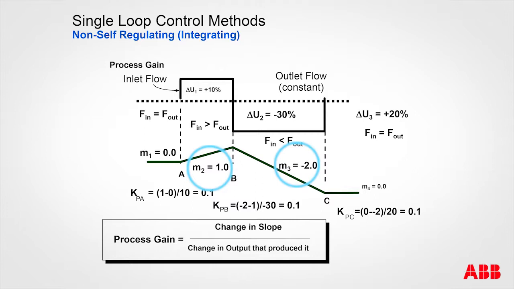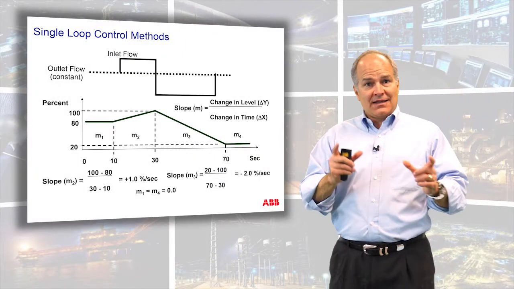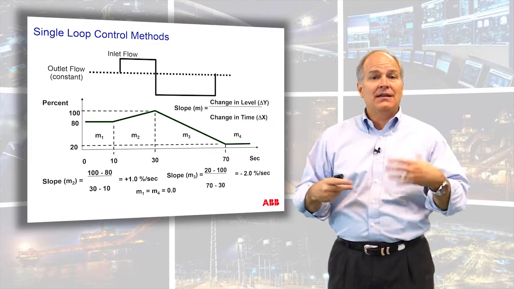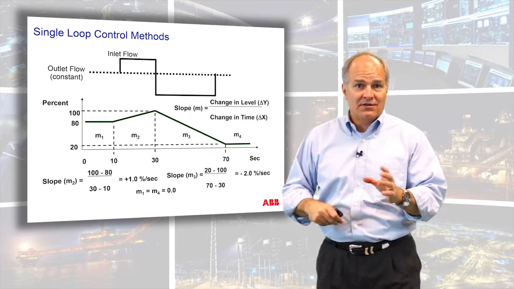So now you have 3 transitions. I called them A, B, and C. When you went up, that was the first one. So what was the change in slope over the output that produced it at A? Change in slope over the output that produced it at B. Change in slope over the output that produced it at C. I like to do that because if I get the same process gain, then I know I have a fairly linear tank. And we'll get into that in dealing with nonlinearities in a few chapters.